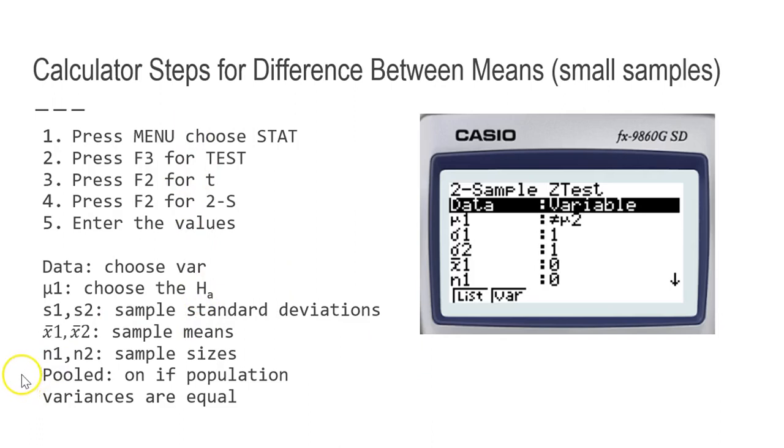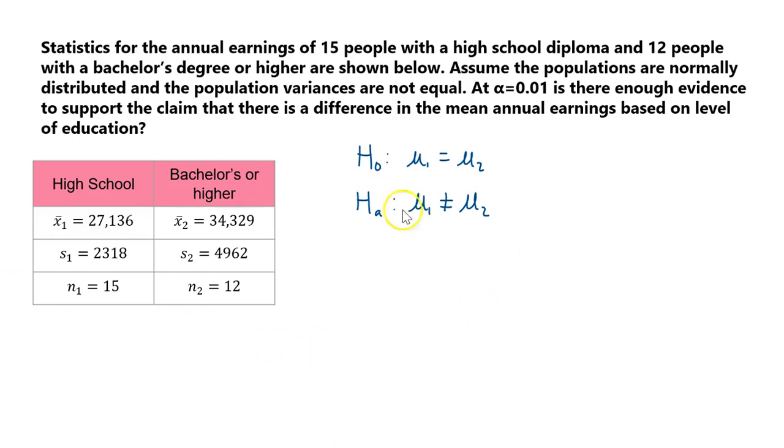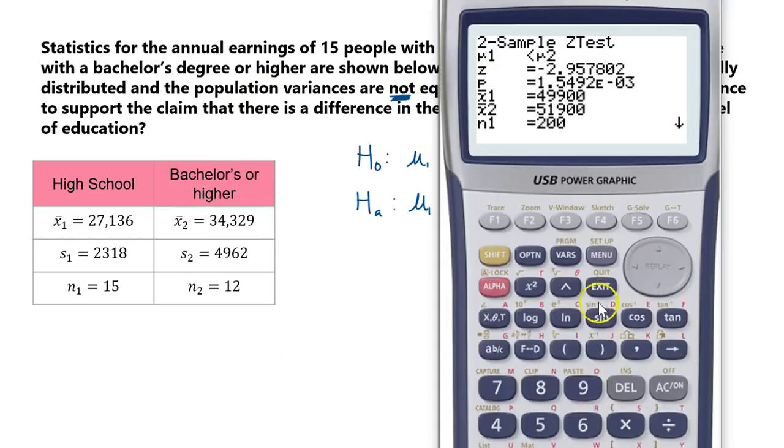One big thing I want to note here is at the bottom, when you get through typing in all of this stuff, the calculator will say pooled. Okay, pooled, and the choices are on or off. Pooled should be on if the population variances are equal. Pooled should be off if they are not equal. That information must be given to you in the problem. So in our example here, it says the population variances are not equal. So that would mean pooled will be off. So let's go to the calculator.